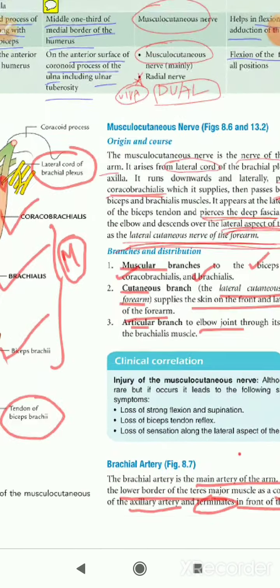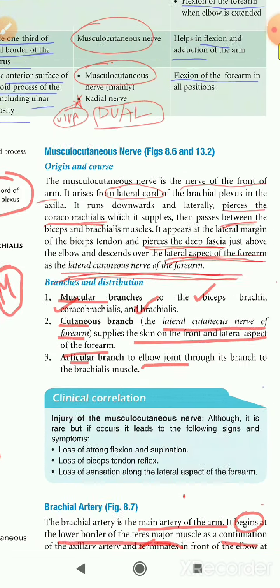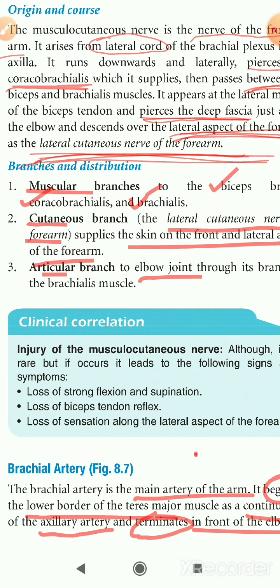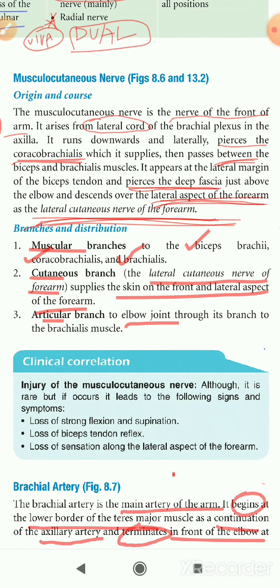Now come to one important artery, the brachial artery. Okay. Look at that. The brachial artery is the main artery of the arm. It begins at the lower part of the teres major muscle as a continuation of the axillary artery. Okay. We know that from the heart three major vessels arise. That is the BCS. That means brachiocephalic trunk, left common carotid, left subclavian.